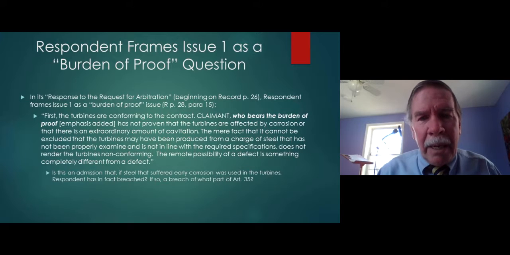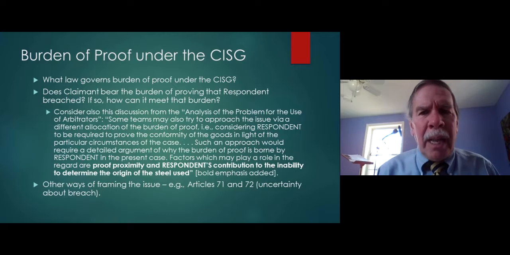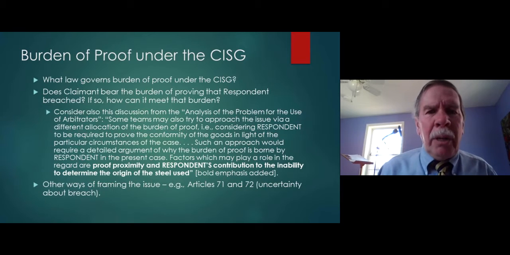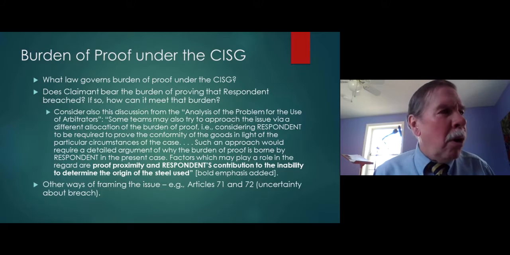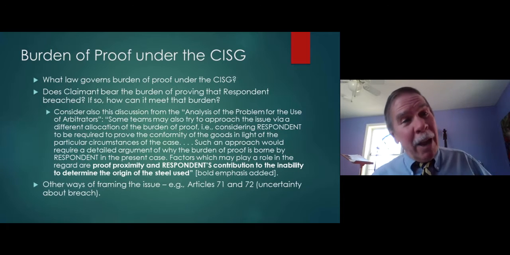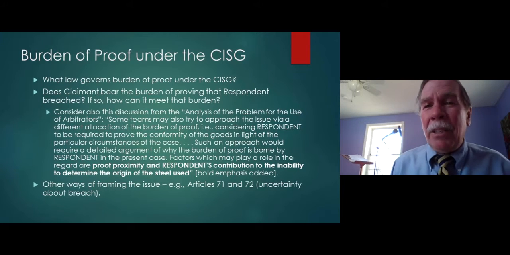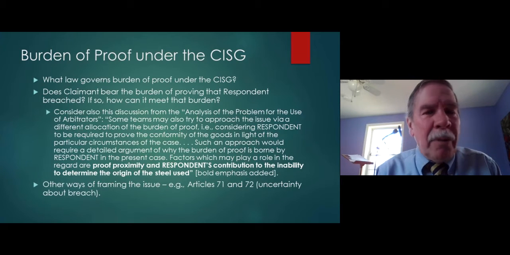This, of course, raises an interesting issue. Let's talk about burden of proof under the CISG. What law governs breach? Who bears the burden of proof under the CISG? Well, there's almost universal consensus that that issue is, in fact, governed by the CISG. I am one of the very few voices out there who disagrees with that, but the vast consensus is that burden of proof is governed by the CISG.